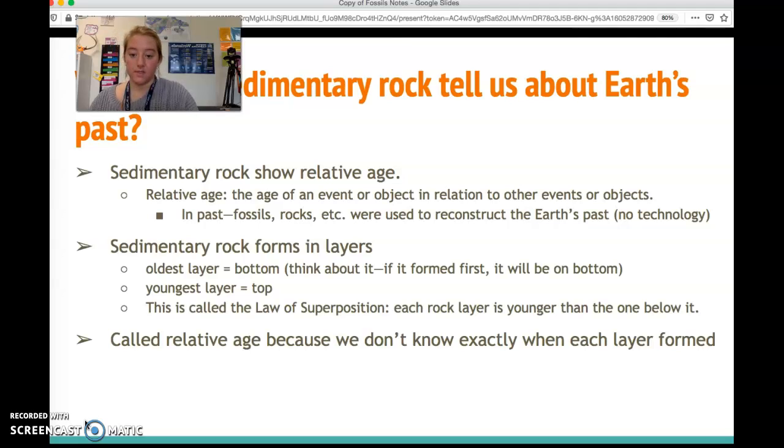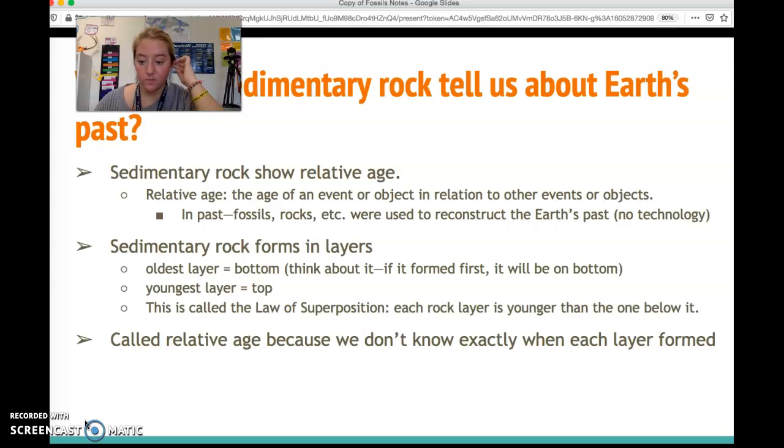This is pretty cool. So sedimentary rock can tell us the relative age. The relative age is the age of an event or object in relation to other events or objects, relative. In the past, fossils, rocks, etc. were used to reconstruct the Earth's past or our understanding of Earth's history. We didn't have technology. Now we do. Now we call this absolute dating, and we're going to have a whole lecture on that, and we'll actually have a whole lecture on relative dating, but this is kind of a brief overview of where we'll go in the next couple of days.